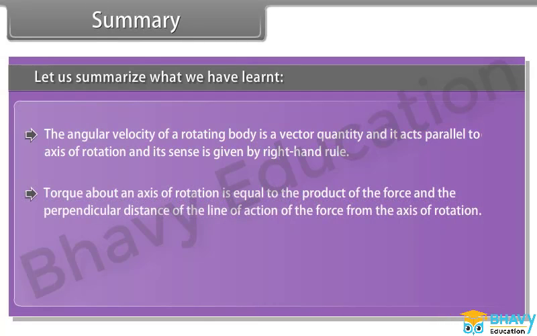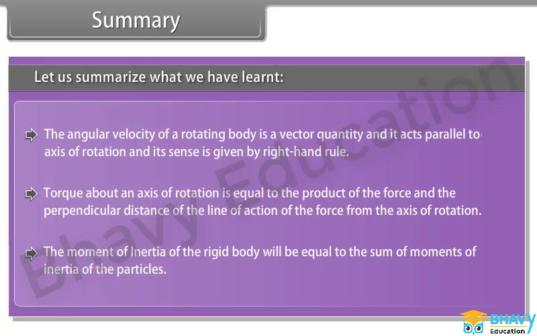Torque about an axis of rotation is equal to the product of the force and the perpendicular distance of the line of action of the force from the axis of the rotation. The moment of inertia of the rigid body will be equal to the sum of the moments of inertia of the particles.